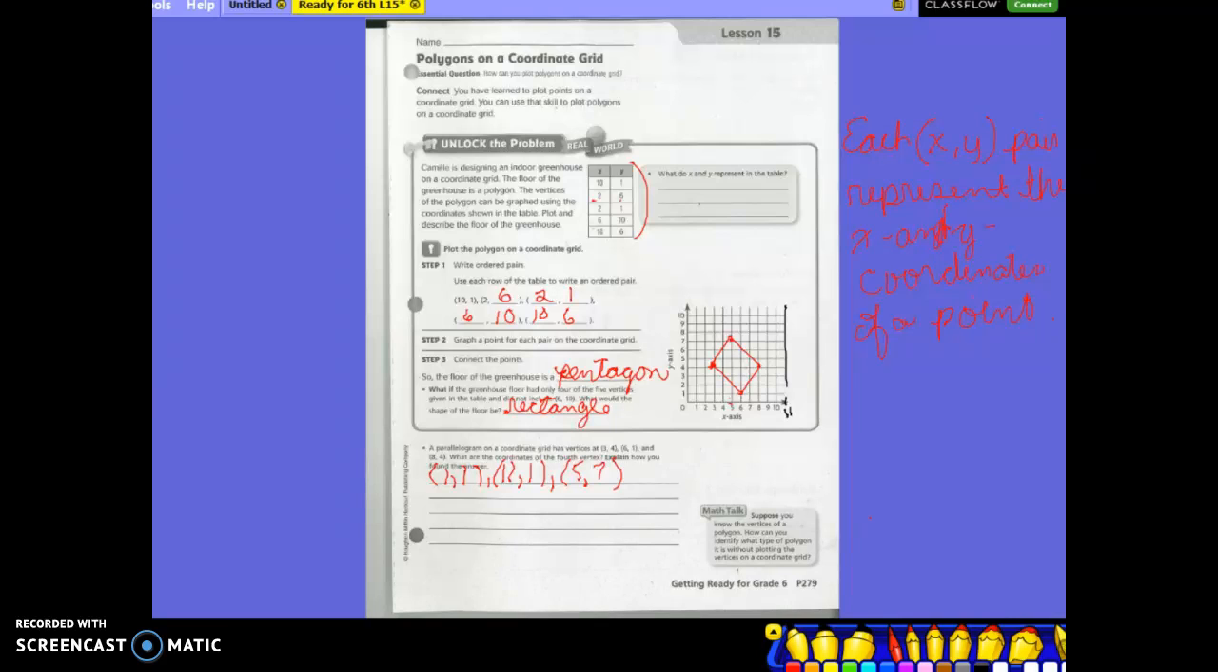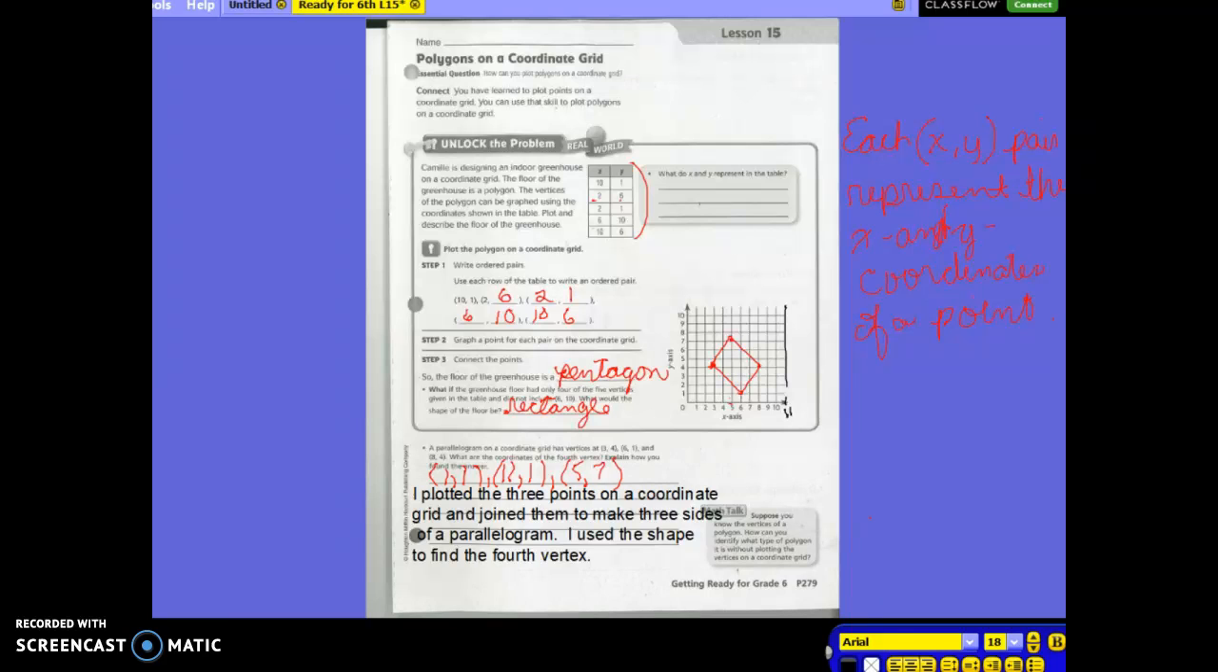Okay, and we're supposed to explain. So it says, I plotted the 3 points on a coordinate grid and joined them to make 3 sides of a parallelogram. Then I used the shape to find the 4th vertex. So that's what we did. I'm going to go ahead and stop this and get that in there. So here it is, typed out for you. Please stop your recording and jot that down.